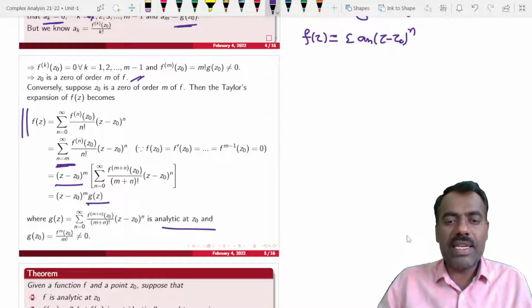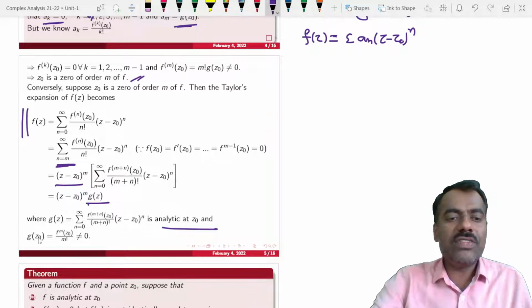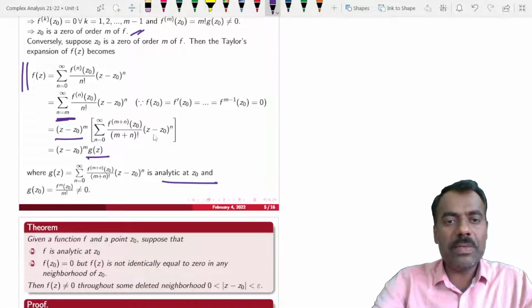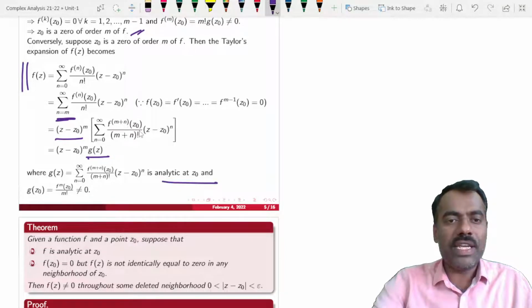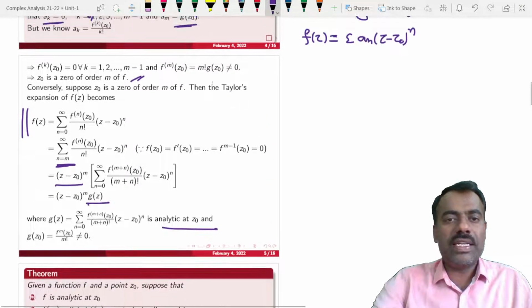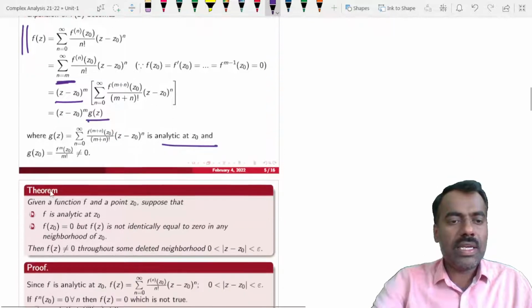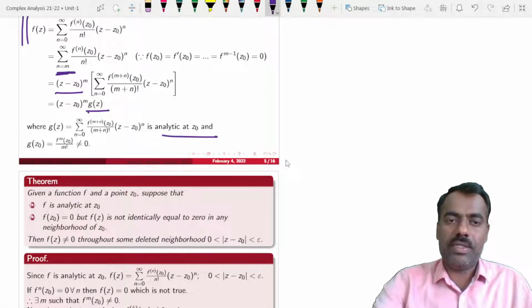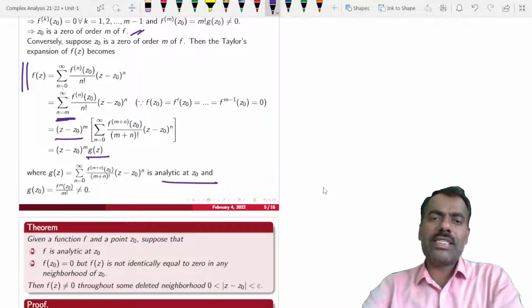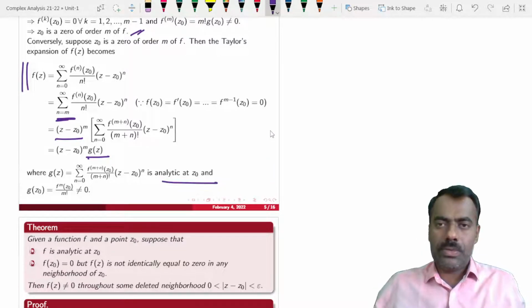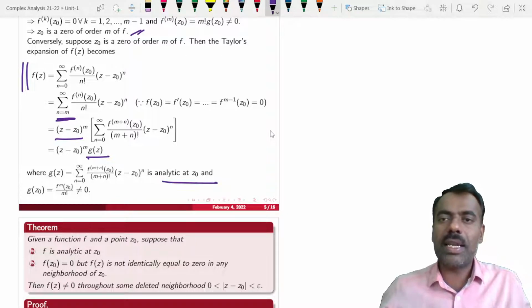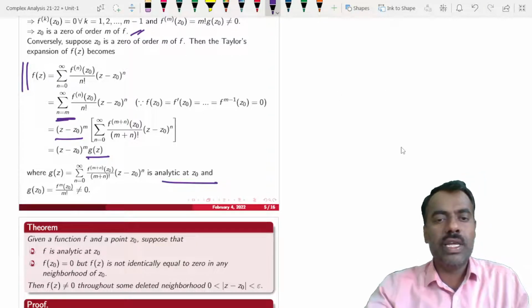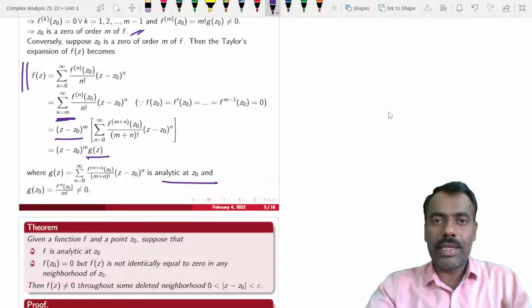So this is analytic at z naught, and g of z naught is not equal to 0, because the first coefficient will be there, that is f^(m) of z naught, but we know f^(m) of z naught is non-zero here. So therefore g of z naught is non-zero. So very simple. Many times we use the Taylor series representation and the Laurent series representation, and we play around here and there. That's why those are all very important.